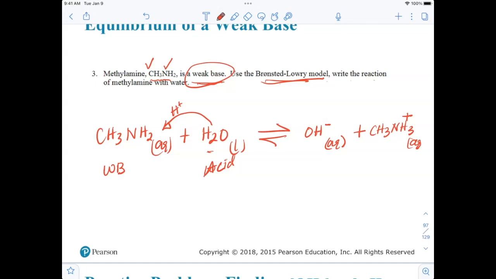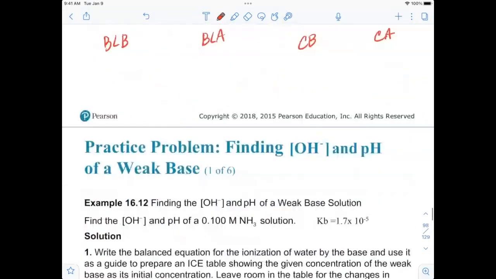Weak base and the acid. Okay, they want us to write the reaction. Oh, that's pretty much it. So this is going to be the Bronsted-Lowry base, Bronsted-Lowry acid, conjugate base, conjugate acid, right? They didn't ask for all that, but I figured while we're here, let me show you guys all that.